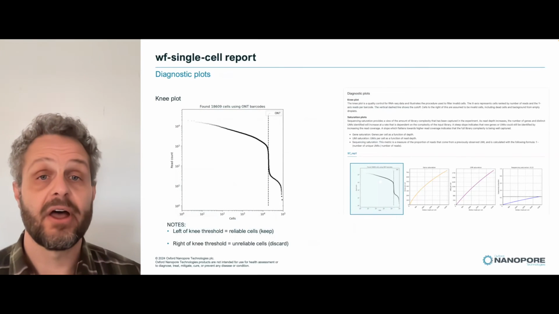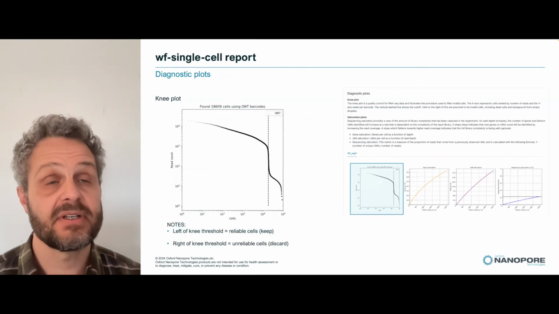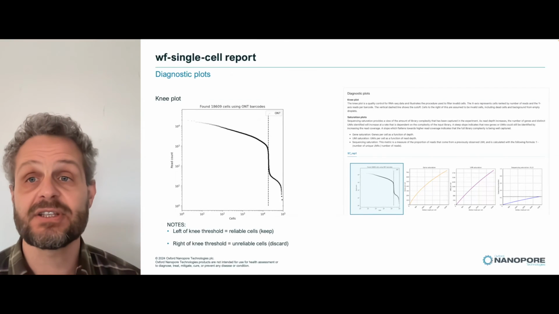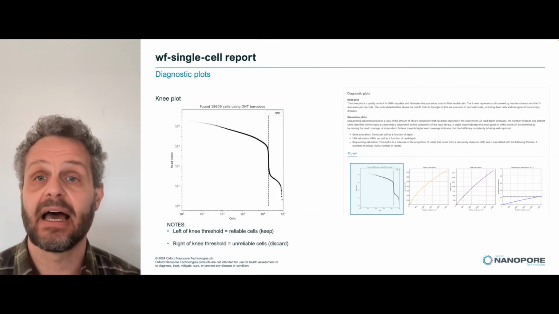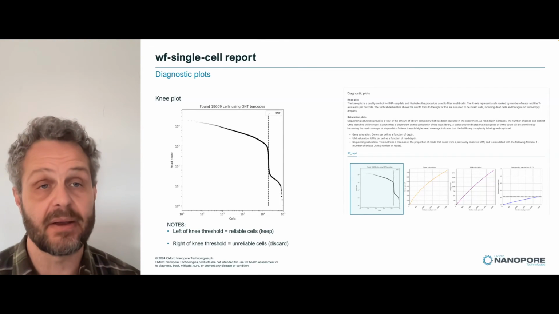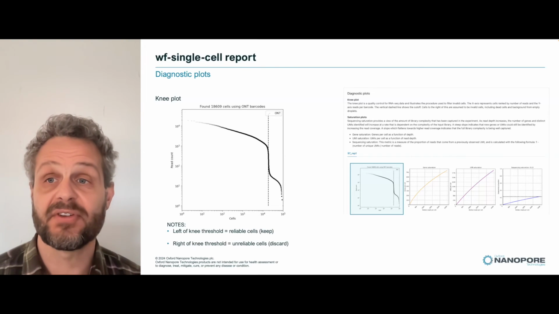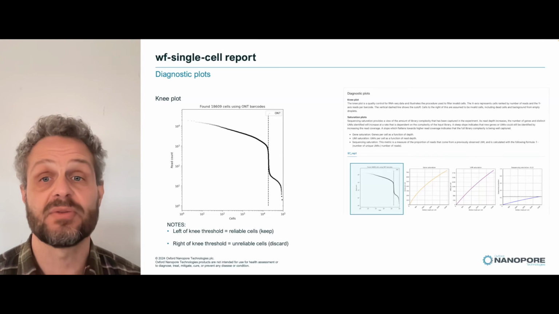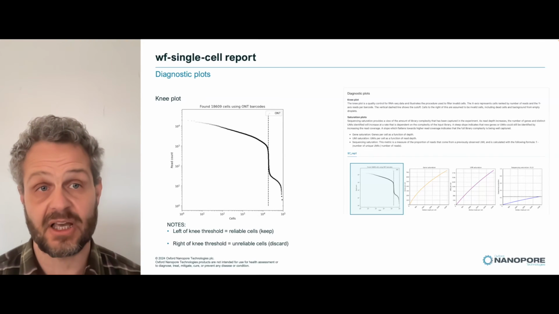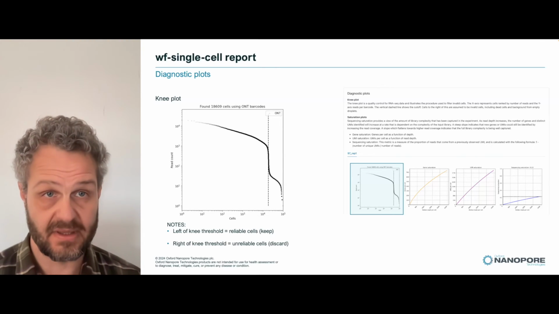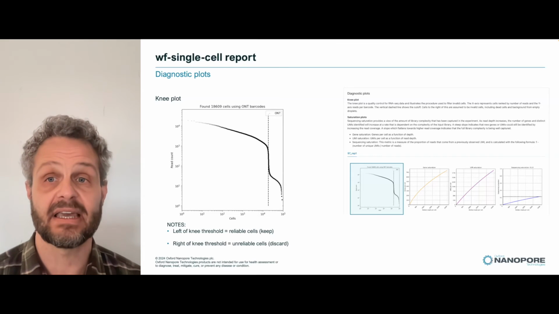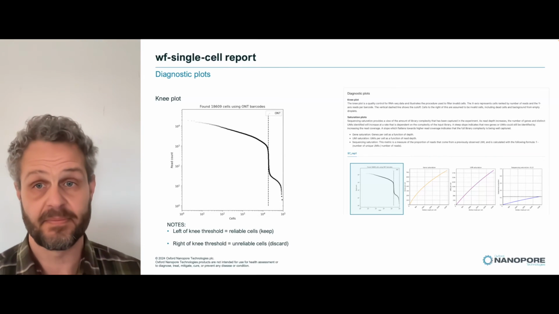Then we've got some diagnostic plots in the report. The first is the knee plot, and this is a common plot that you'll see in single cell experiments, and this serves as a visualization of the barcode filtering process. So in any single cell prep, there'll be cells with low read count, which will be noisy and you'll want to remove from your analysis.